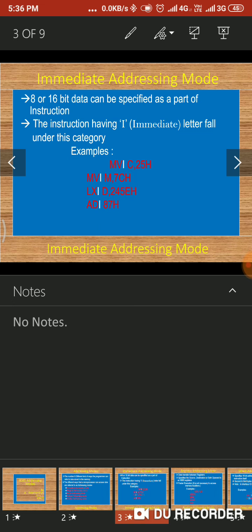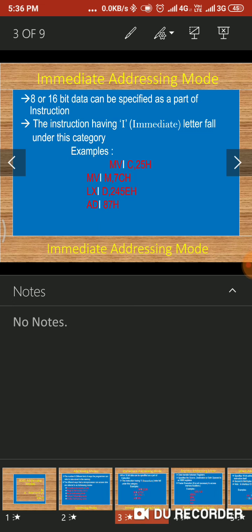The data available at the 2000 address will be moved to the accumulator, or loaded to the accumulator. Okay. There is a small difference between the load and store instruction. Load instruction means the data will be moved from the memory address to the accumulator. Store instruction means the data will be moved from the accumulator to memory.